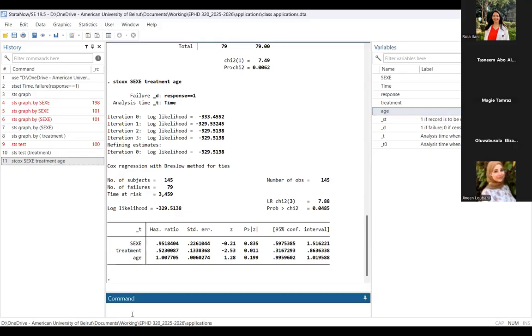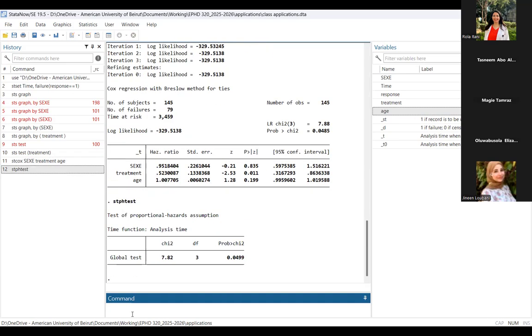And if you want to check the proportionality of hazard, it's STPH test. Okay, so there is a global test. This is a global test for all the three variables. A test that is more than 0.05 means that there is no violation. So I repeat, a test whose p-value is 0.05 and above means that there is no violation of proportionality.